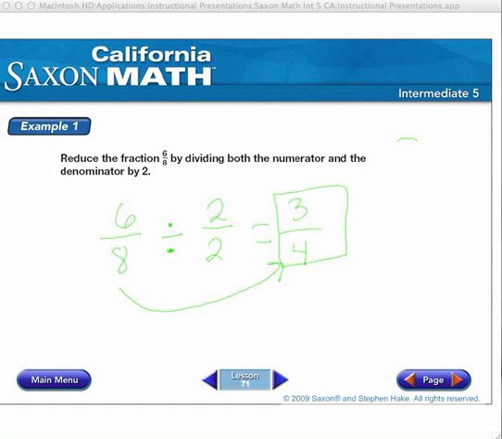If I was to draw a picture, here is 1, 2, 3, 4, 5, 6/8. It's the same as having 1, 2, 3/4. Okay, they are equivalent. We're just showing it in a different way. Okay, we call this the lowest terms, the simplest form, or we have reduced the fraction. All right, example 2.